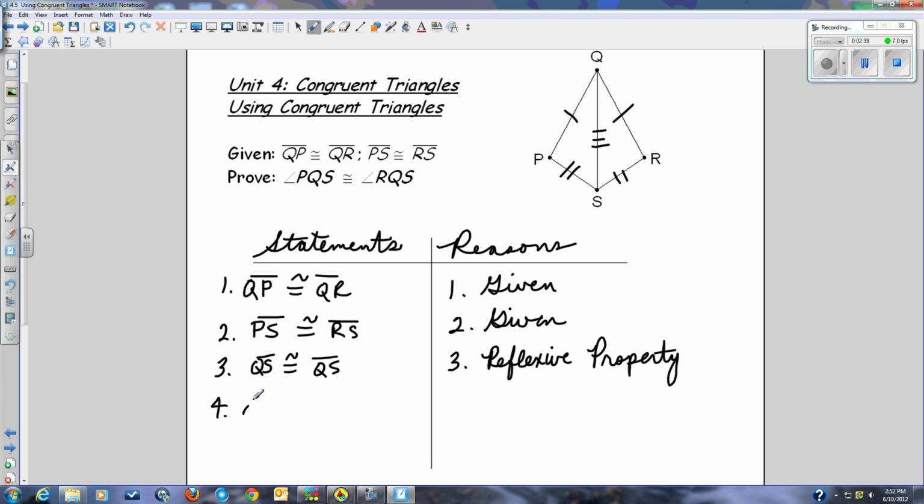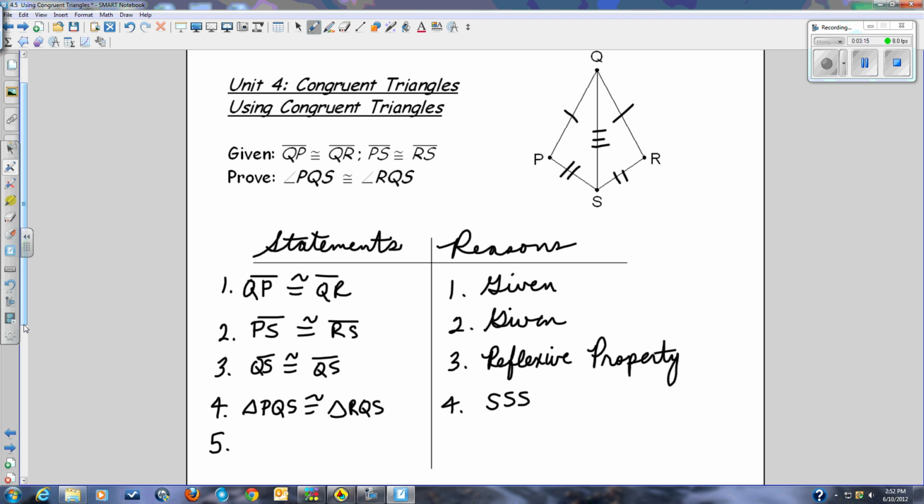So we know that triangle PQS is congruent to triangle RQS by side, side, side. But that's not what we were trying to prove. We wanted to show that angle PQS was congruent to angle RQS. Angle PQS congruent to angle RQS.